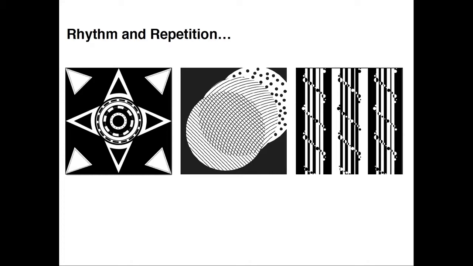Does that make sense? Now you'll also note that the one on the right certainly shows rhythm and repetition, but it's also a great example of what? Symmetry. Symmetry. Yes, even better. Positive and negative space.